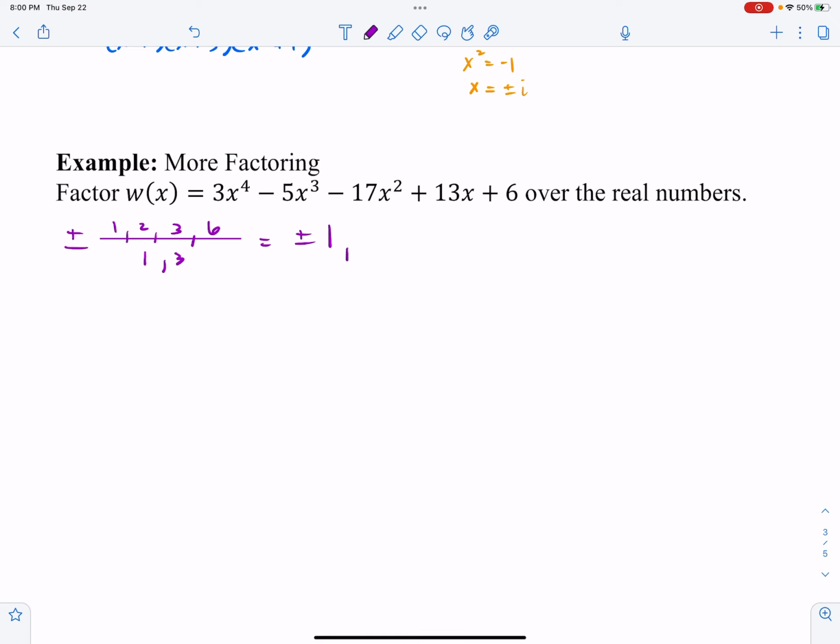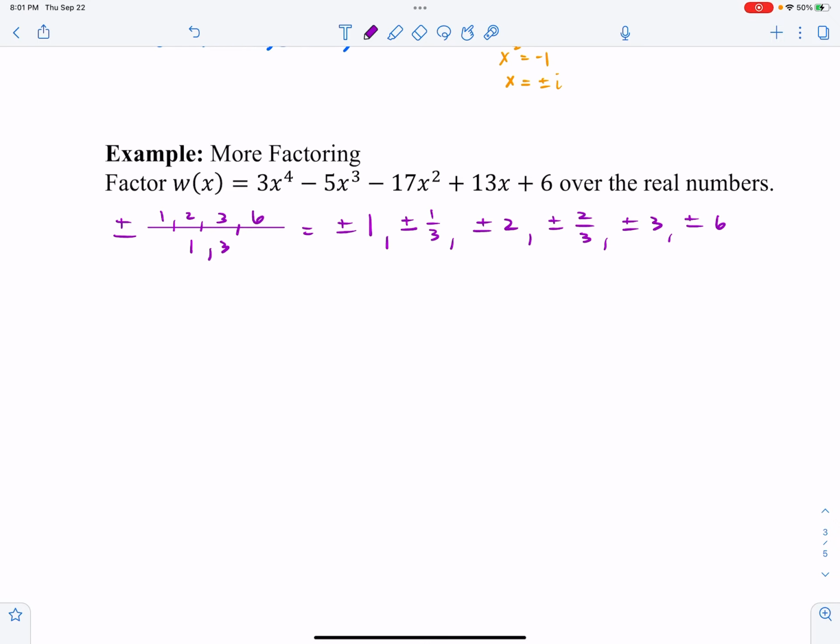1, plus or minus. You can just put the plus or minus up front with the list, or you can put it with each possible rational zero. But we'd have plus or minus 1/3, plus or minus 2, plus or minus 2/3, plus or minus 3, and 3 over 3 would be 1, so we don't need to do that again. Plus or minus 6, plus or minus 2, which is already on that list. Okay.